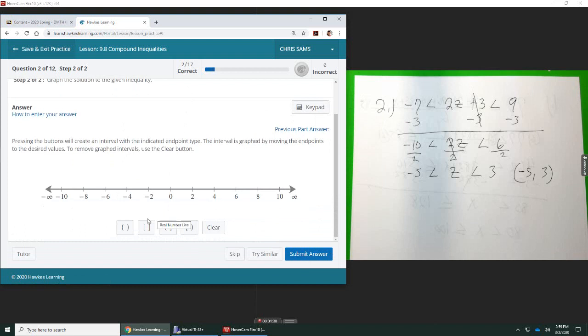And then we want to graph it, yes. So open interval, left side -5, and then the right side +3.